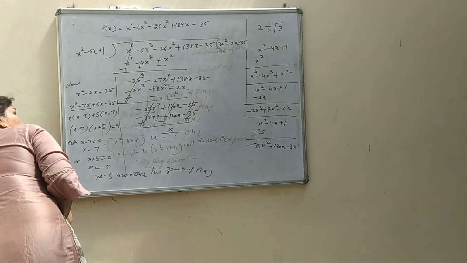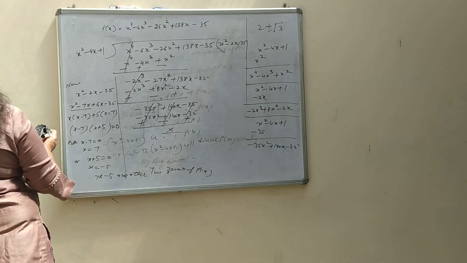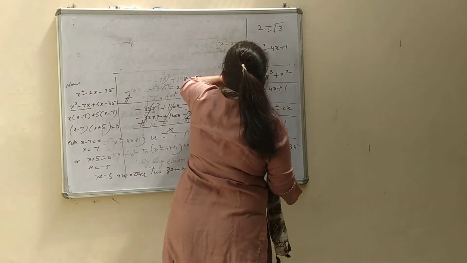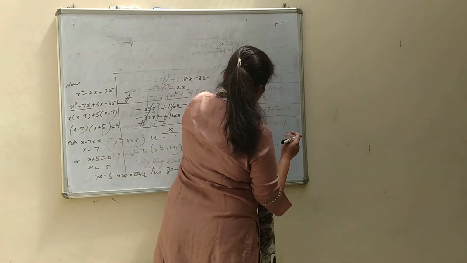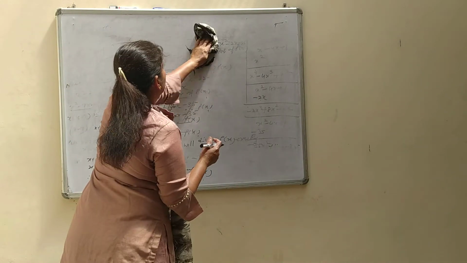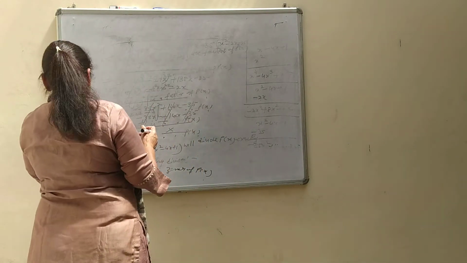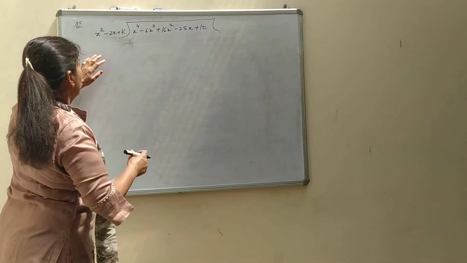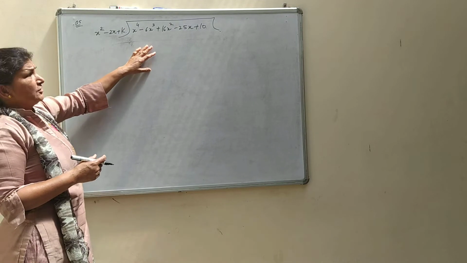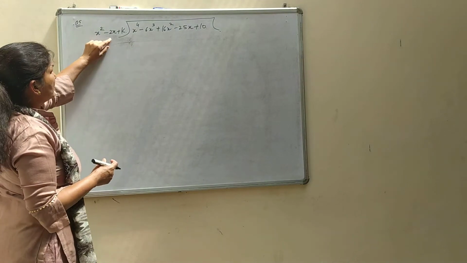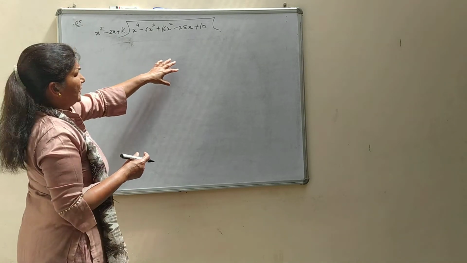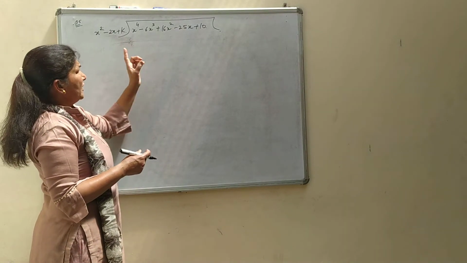Now, the last question of this exercise, that is question number 5. It is a question of just long division, but here there is an unknown term, that is k. That's why the question is a little bit tough. This polynomial is divided by x square minus 2x plus k. We are given the remainder is x plus a, and we have to find the value of k and a.